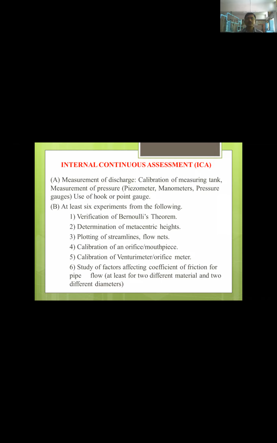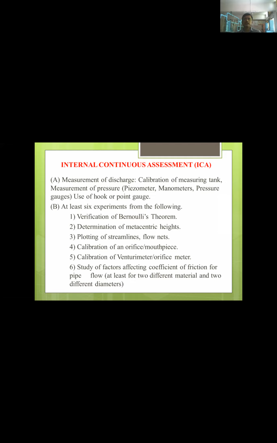Like the orifice, then the venturimeter. You can see practical number 5, calibration of venturimeter or orifice meter. Both these devices, orifice meter and venturimeter, or orifice or mouthpiece, all these devices you are going to learn in unit number 4. And these are the various devices which are used for measurement of the discharge or rate of flow.